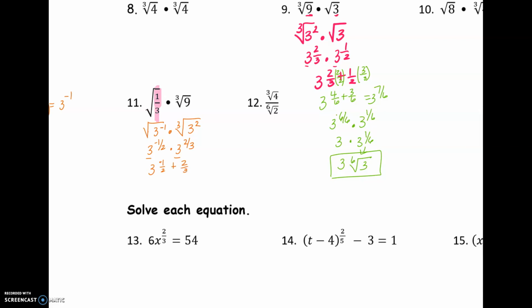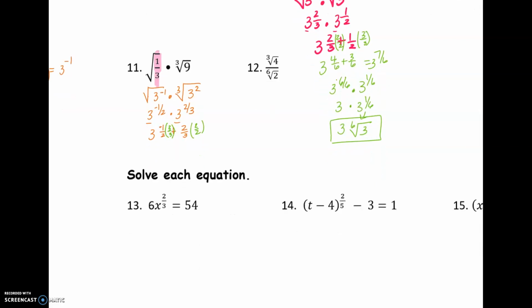Again, I have to have a common denominator. The negative 1/2 is multiplied by 3 over 3. The 2/3 is multiplied by 2 over 2. And that becomes 3 to the negative 3/6 plus 4/6. Now we have common denominators, and we can add that together, and we get 3 to the 1/6, which is equivalent as a radical to the 6th root of 3.